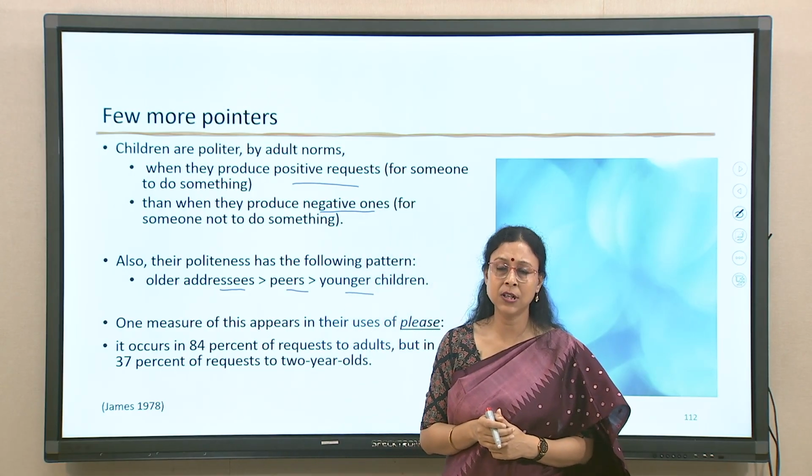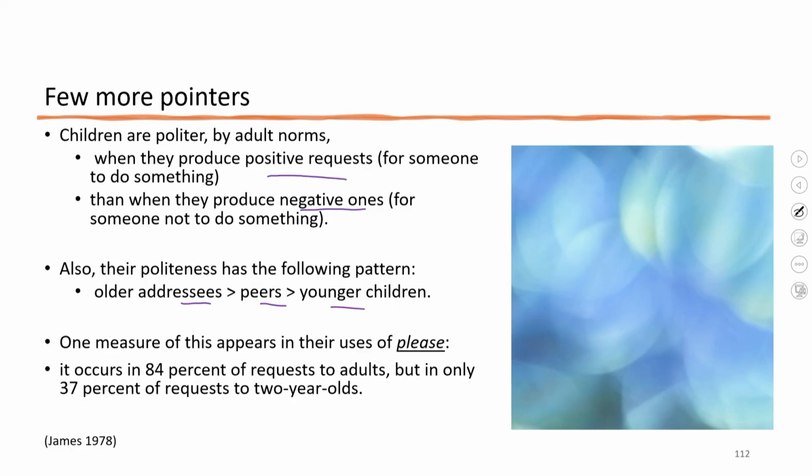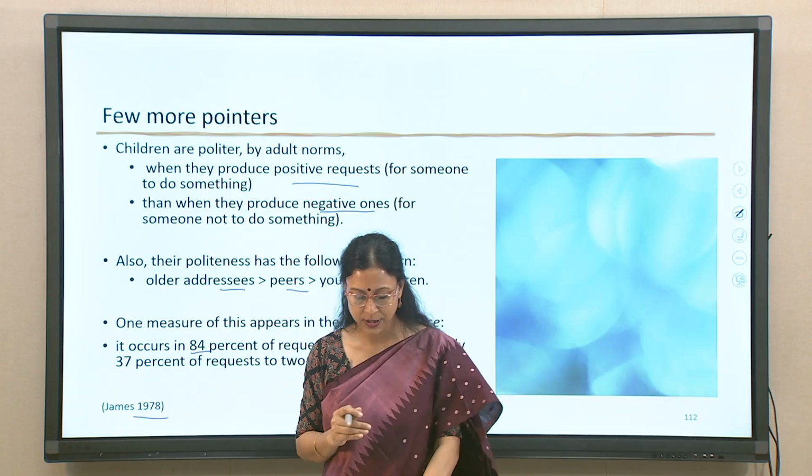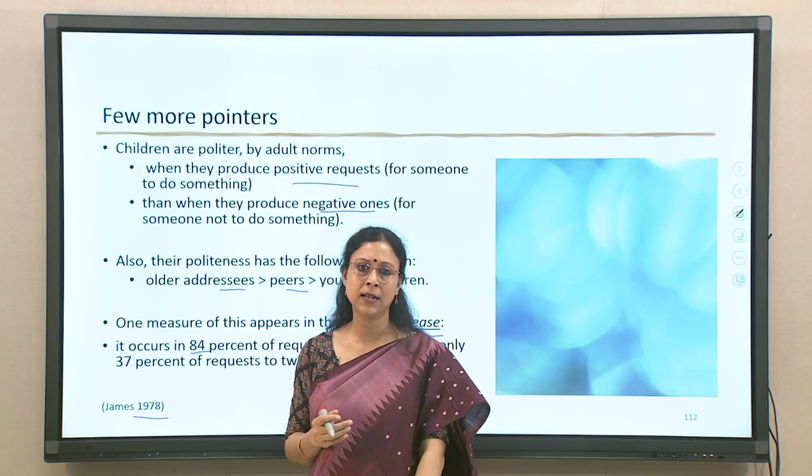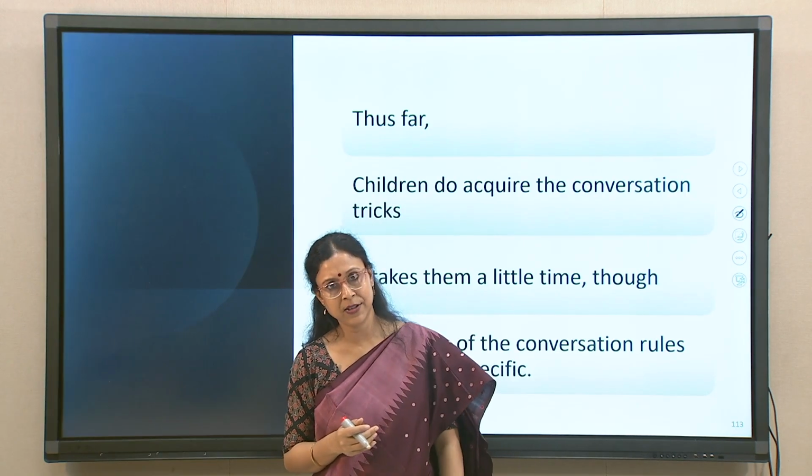Now, how do you actually measure this? In this particular study that I am referring to, they used the number of times the word please was used. They found that it occurs in 84% of requests in the case of adults, but only 37% of requests to 2-year-olds. So, that is the difference between the older addressee as opposed to the younger addressee.